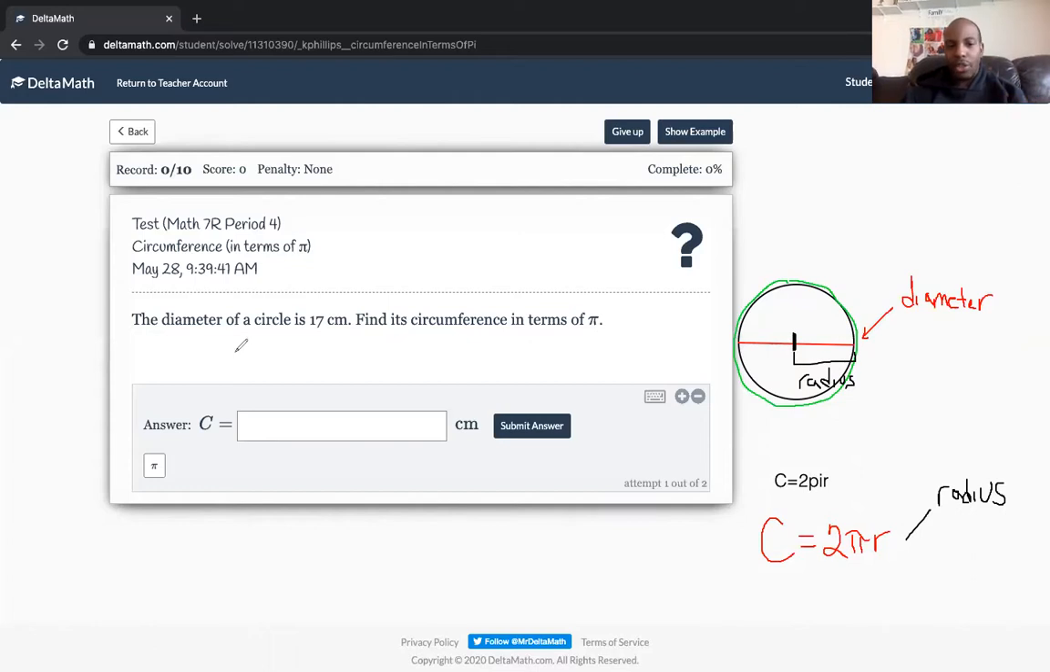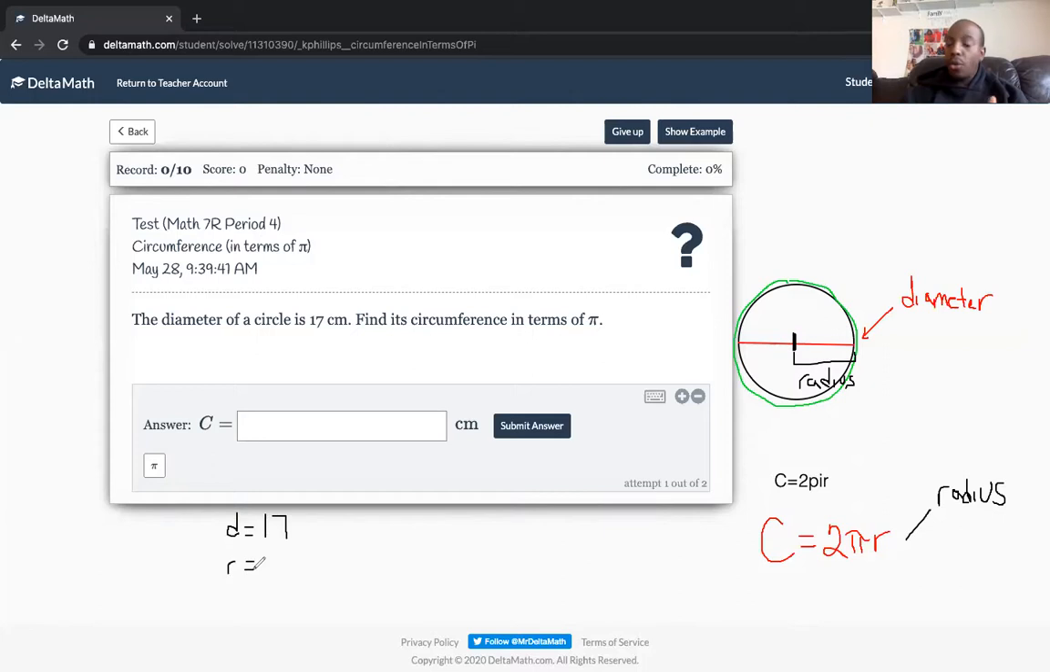So they say that we have a circle. They tell us the diameter of this circle is 17. So I can say, okay, well, D, which is diameter, is 17. What does that mean for my radius? Radius has to be what? Remember, I said the radius is half of your diameter. So what you would have to do is figure out what is half of 17. If you want to type that on a calculator, 17 divided by 2, right?